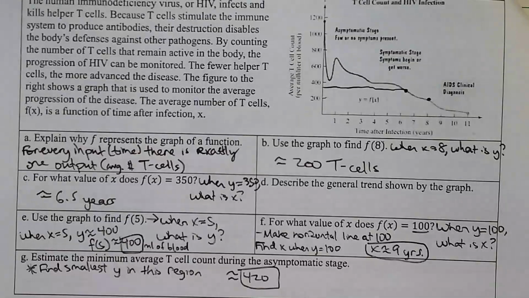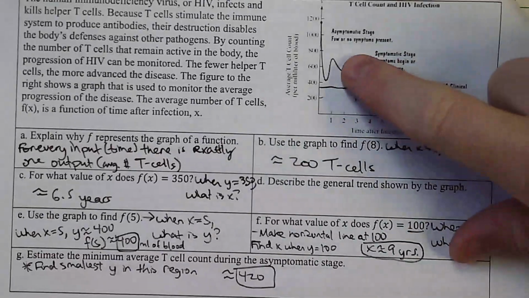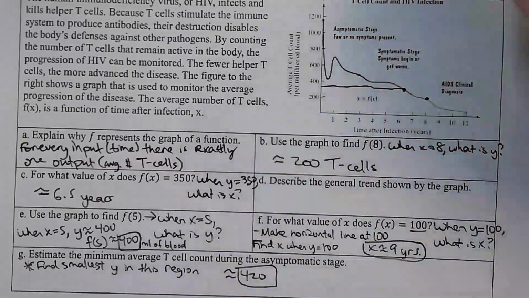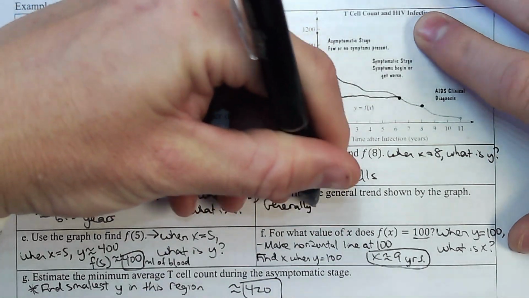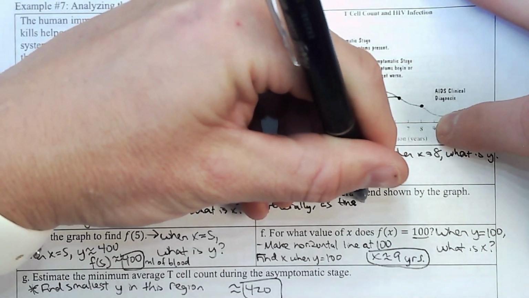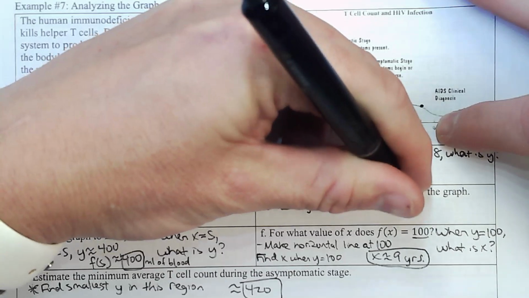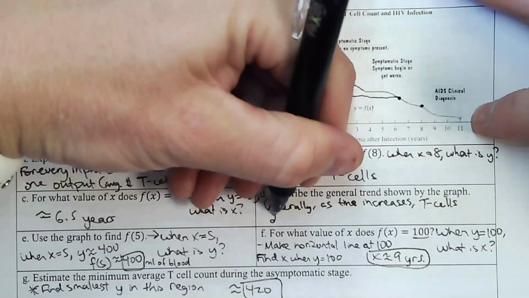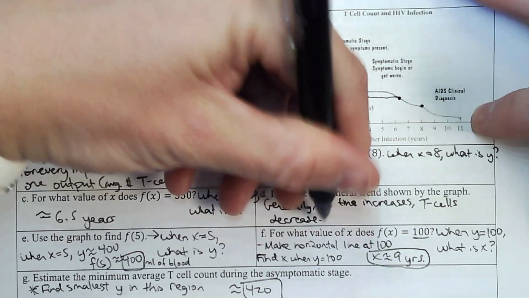Well, I guess, I don't know if we want to talk about the dip there and the increase and then decrease, but generally what happens? Generally, as time increases, what happens to the cells? T cells decrease.